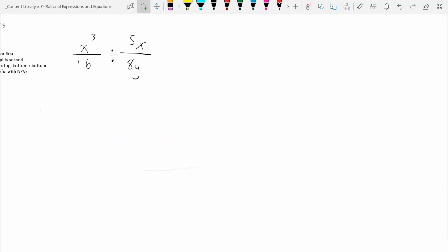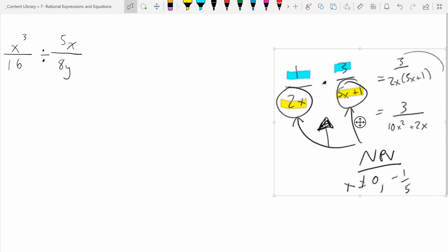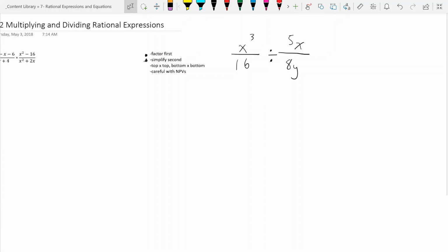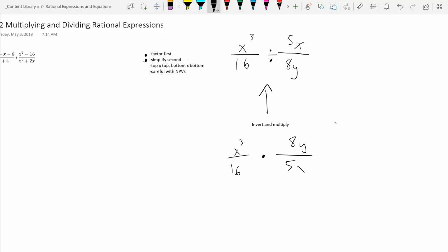Actually, let's move that over there. All right, so we have a division one over here. As most of you probably remember, when you divide, you have to invert and multiply. So I'm going to do that right away. I'm going to invert and multiply the entire thing. So x cubed over 16 times 8y over 5x. This was important because when we flipped it, now we're doing multiplication instead.